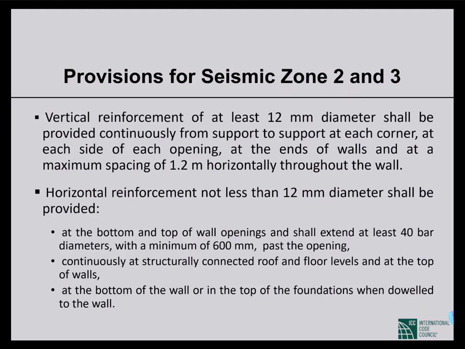And we have to provide the horizontal reinforcement continuously at structurally connected roof and floor levels and at the top of walls. So at the floor level, at the bottom, we have to place horizontal reinforcement, and at the top of the wall, we have to place horizontal reinforcement. At the bottom of the wall or in the top of the foundations, when dowelled to the wall. And they have to be dowelled to the wall. We'll see those details.